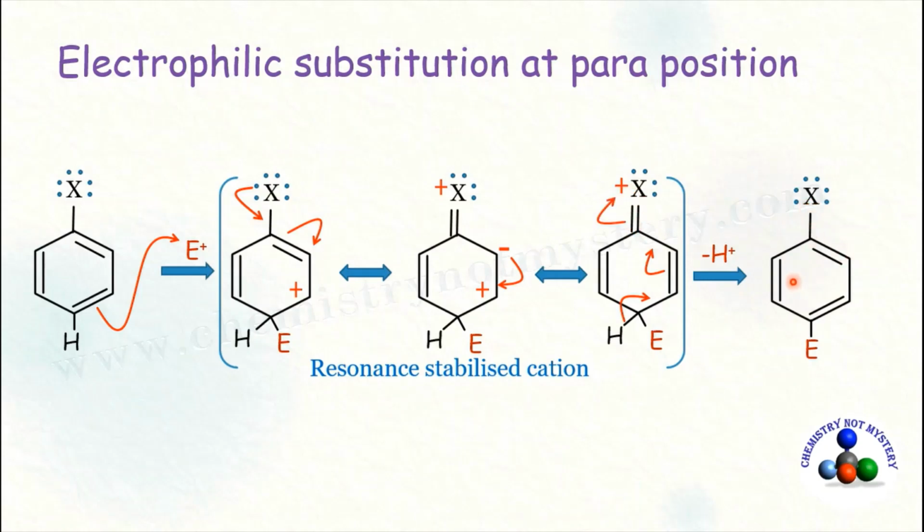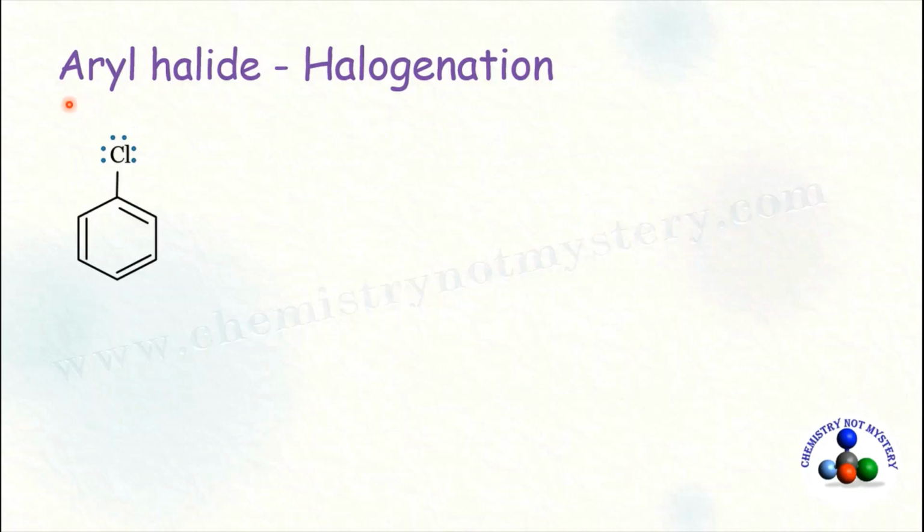Now the aromatic character of benzene is also restored in the molecule and the positive charge is also neutralized. So that's how halogen helps the electrophile to get attached to the para position. Now come to the reactions of aryl halide. First of all, we are going to discuss halogenation.